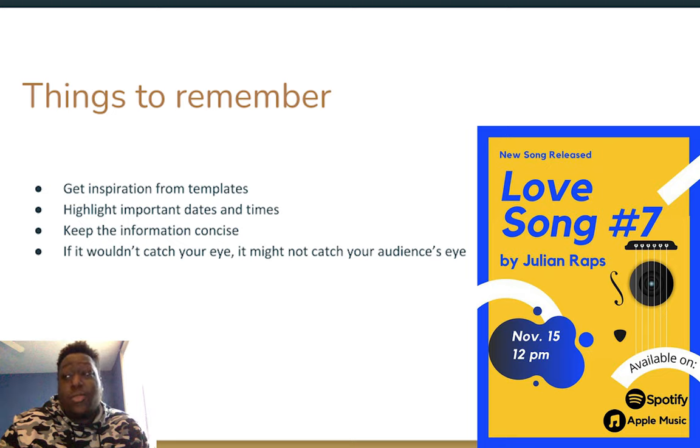You want to keep the information concise. I didn't have a lot of words. It was really the bare minimum of what I needed to tell my audience about what the flyer's for. So the flyer was for me releasing a new song, Love Song Number 7. Who I am as an artist, when that song is releasing, and where they can find that song. That's all they needed to know about my new song, and that's all the information that's on your flyer.